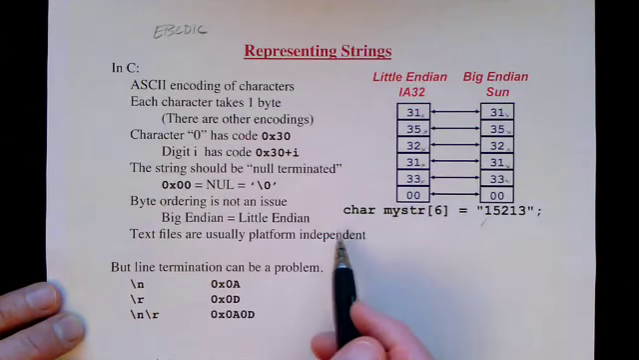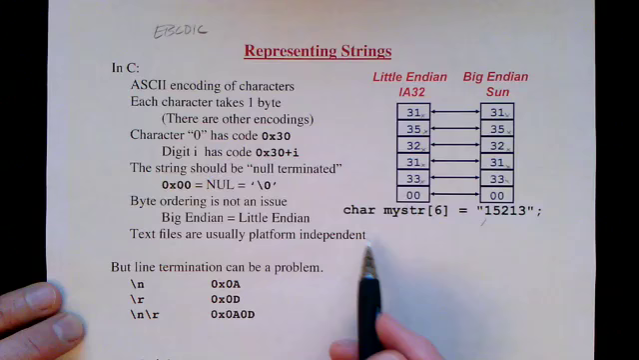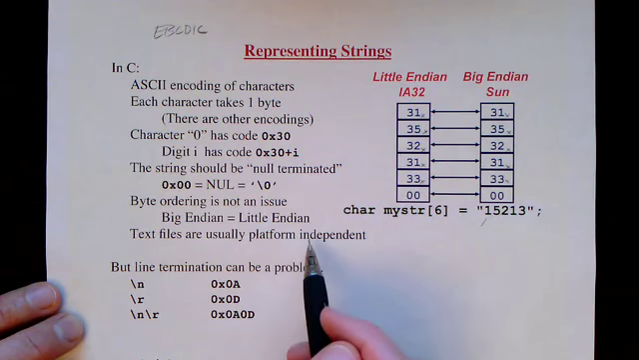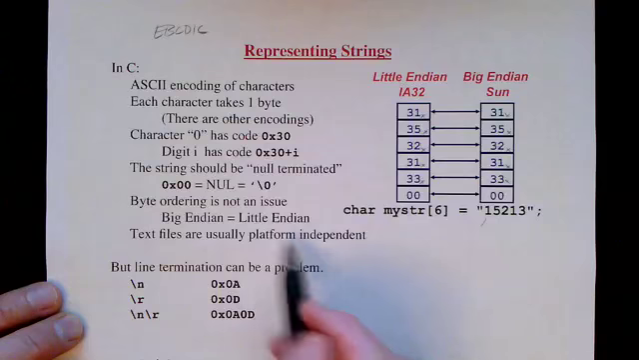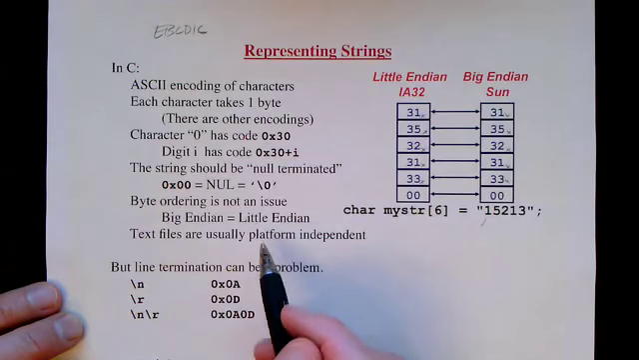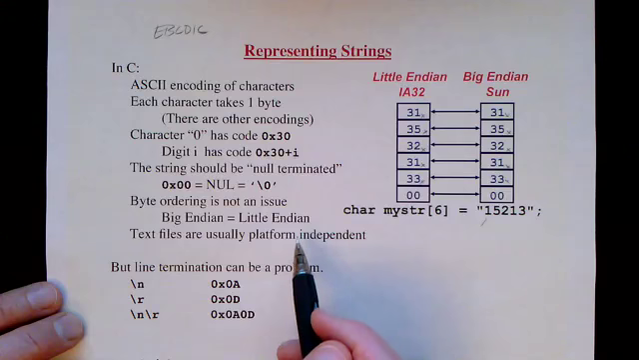What this means is that a text file, which stores a bunch of characters, is platform independent. There's no distinction between big endian or little endian. As long as the file contains just ASCII characters, it can be interpreted on any computer without any kind of confusion.